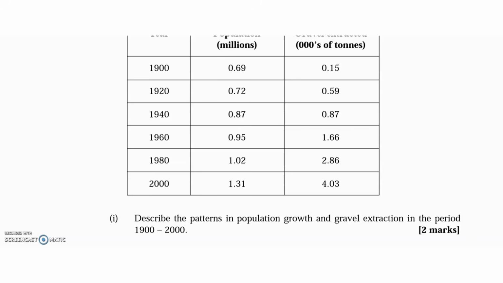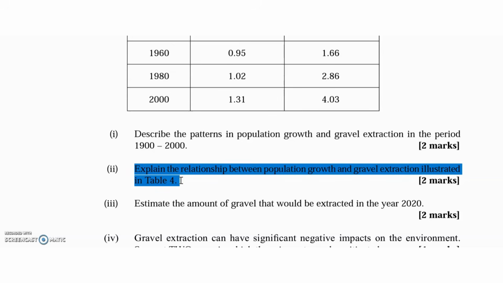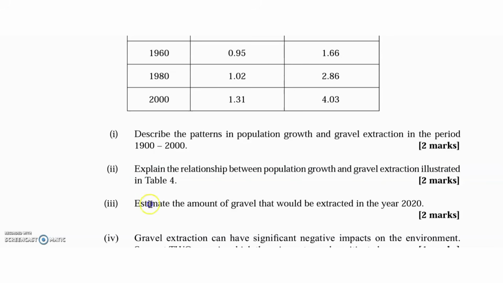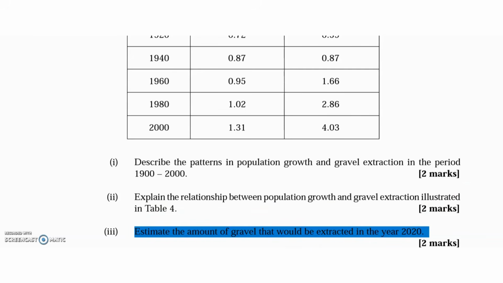Moving quickly. Explain the relationship between population growth and gravel extraction illustrated in Table 4. We just mentioned this, though we didn't realize it was a question. There is a positive as well as a direct correlation between population growth and gravel extraction, because both were associated with significant increases progressively with time. Now estimate, part 3, the amount of gravel that would be extracted in the year 2020, sorry, 2020, my bad.